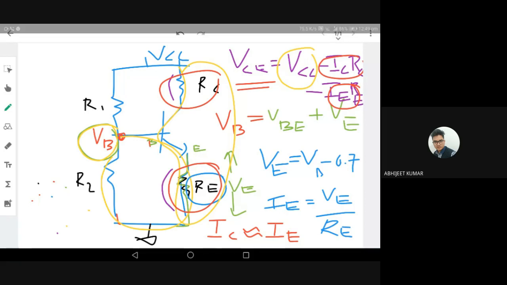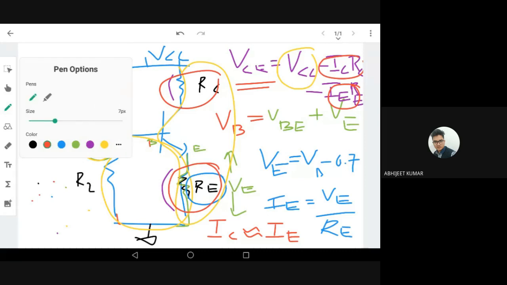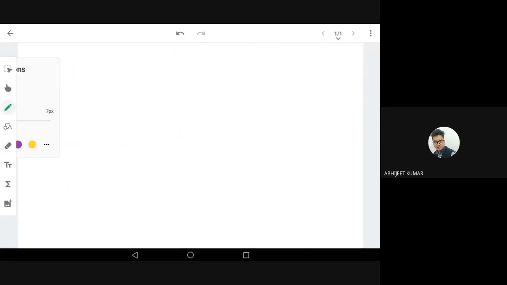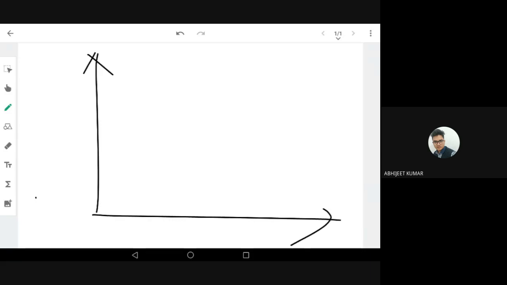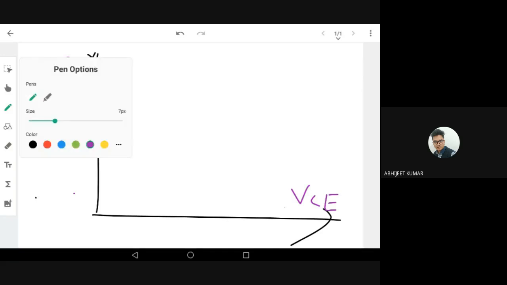The concept is clear. What is the advantage of voltage divider bias? Before that, I want to discuss one more important point. We'll take some examples, which are very important. You can expect questions in the exam from this. I will give you a circuit and you have to calculate the IC and VCE, that is nothing but the operating point. So this is IC, this is VCE. We'll have different operating conditions.